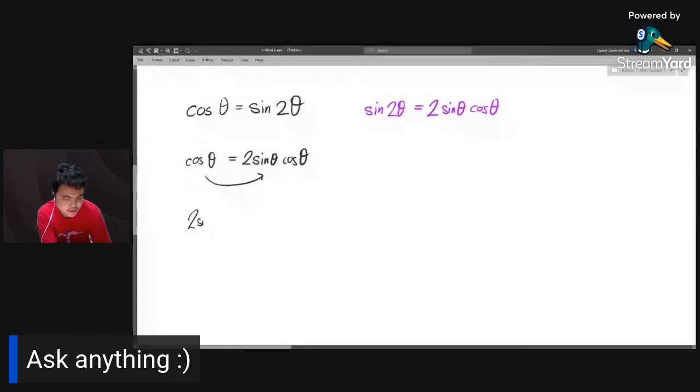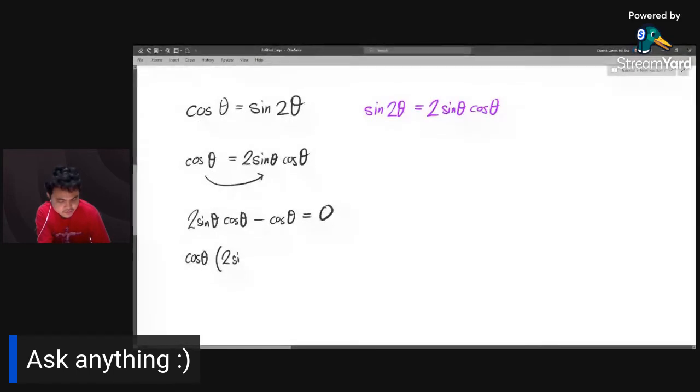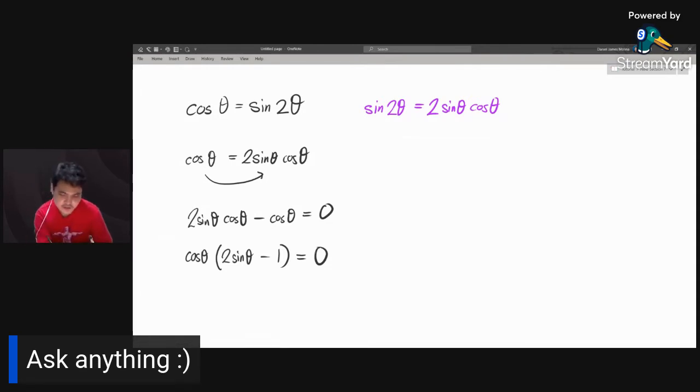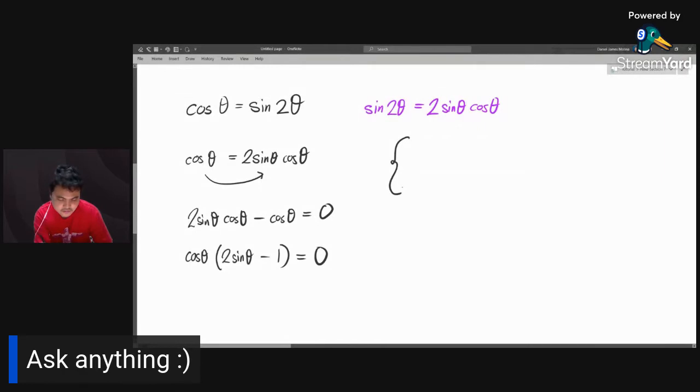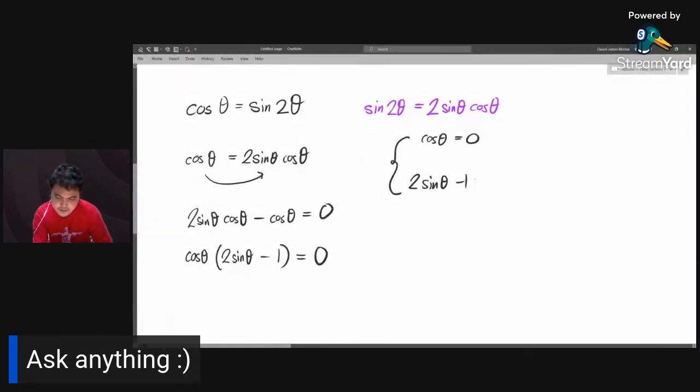So, we have 2 sine theta cosine theta minus cosine theta equal to 0. Hindi natin kakancel yung cosine, no? Hindi tayo magkakancel ng cosine dyan. Cosine theta times 2 sine theta minus 1. Yan. Tama, no? So we have two possible solutions. So we have cosine theta equals 0, and we also have 2 sine theta minus 1 is equal to 0.